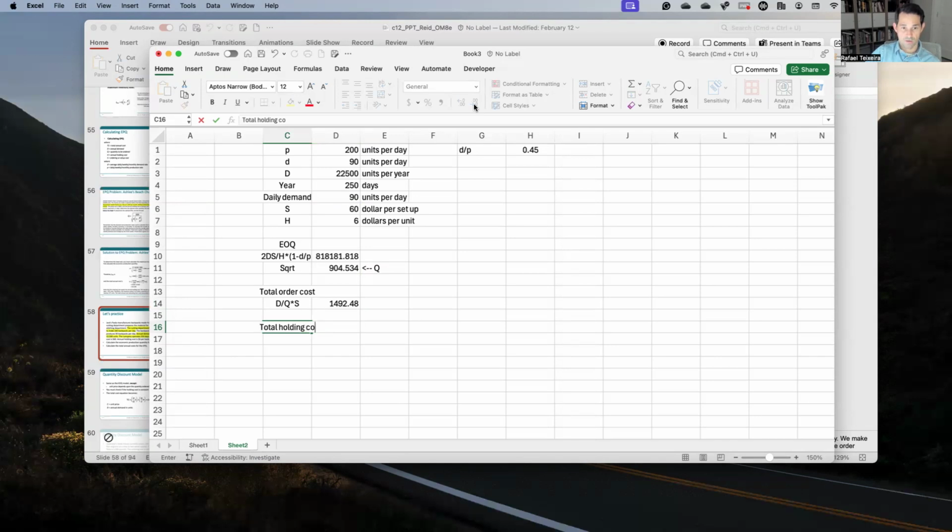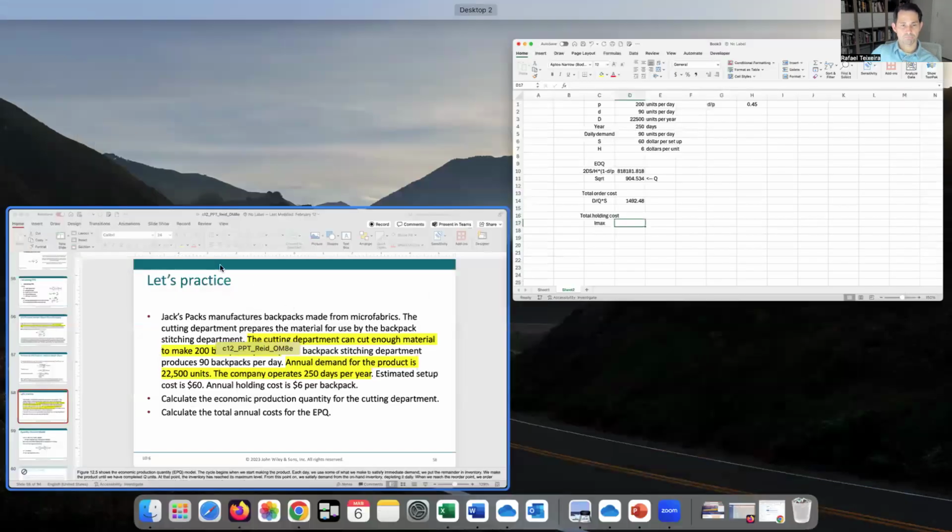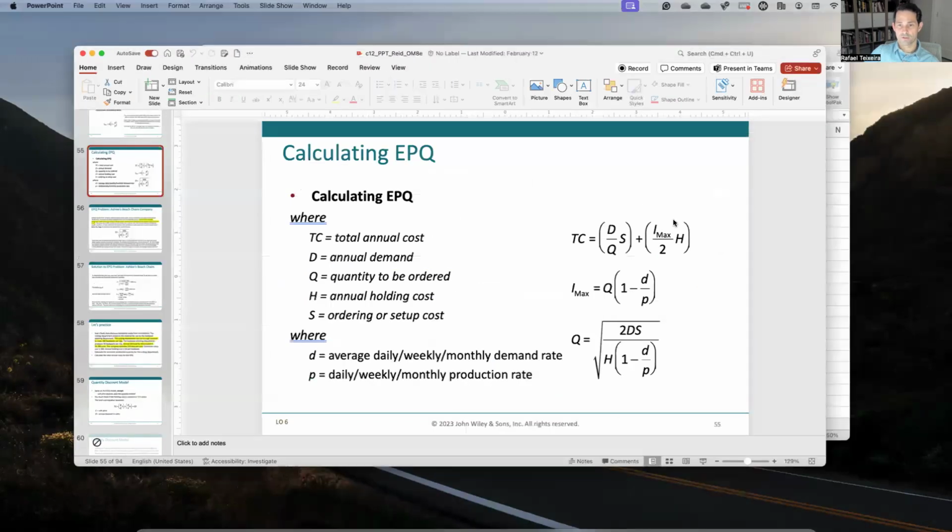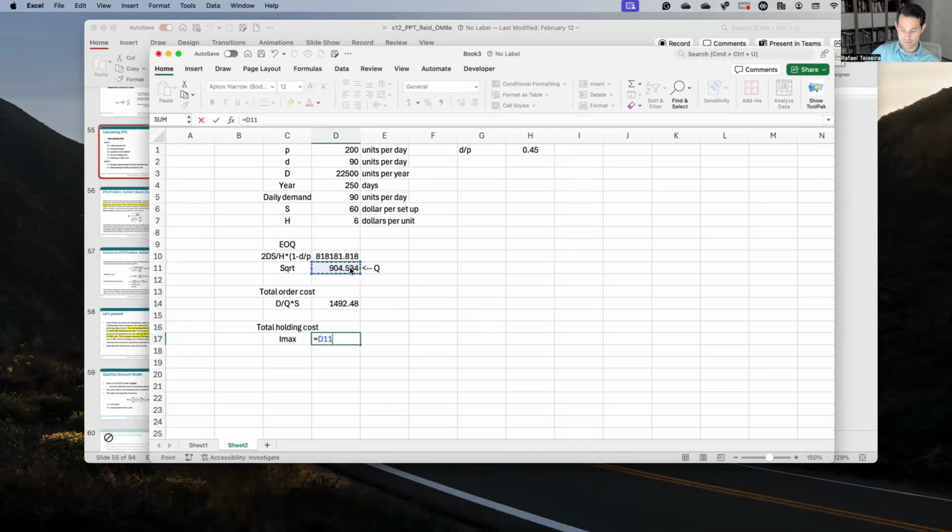Now my total holding cost. Remember, let's compute the IMAX first. My IMAX is going to be equal to my Q times 1 minus the ratio of D and P. Okay, so my maximum inventory is 497 units. Now I can compute my holding cost, which is IMAX divided by 2 times H. So I'm going to do this divided by 2 times the holding cost. Beautiful, look at that. The two numbers are the same, as they are designed to be.